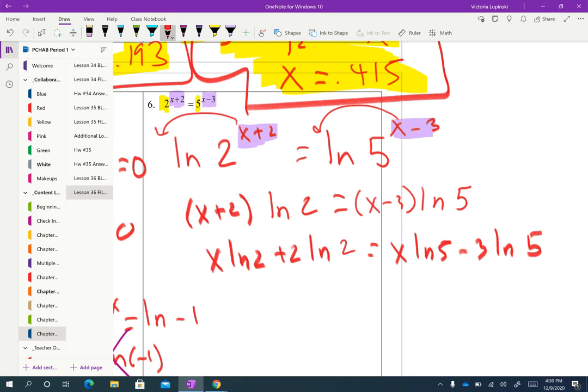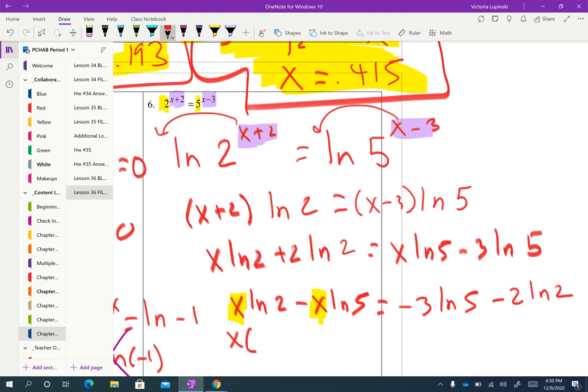So if you're trying to solve for x, you should start by getting all the x's on one side. So x ln 2 minus x ln 5 is going to be equal to -3 ln 5 minus 2 ln 2. I know it doesn't seem like we're getting closer to the answer, but I promise that we are. Because you have x's in both of these terms, in order to get the x all by itself, you would have to factor it out. So factor out the x, which would give you x times (ln 2 minus ln 5) equals -3 ln 5 minus 2 ln 2.